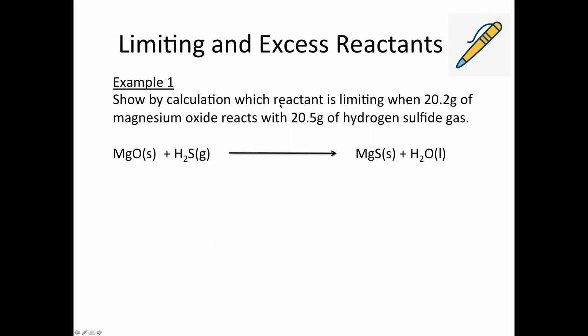So, show by calculation which reactant is limiting when 20.2 grams of magnesium oxide... So here's the magnesium oxide over here, so I'm going to put 20.2 above that. And that's reacting with 20.5 grams of hydrogen sulfide. So 20.5 grams above the hydrogen sulfide.